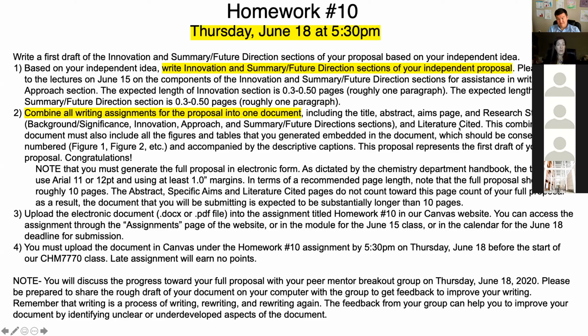Please put in page numbers. We like page numbers. And we also put a little note here: combine the document. The combined documents also include your figures and tables in the document that should have figure numbers. So figure 1, figure 2, table 1, table 2, scheme 1, scheme 2, and then refer to those in the text.